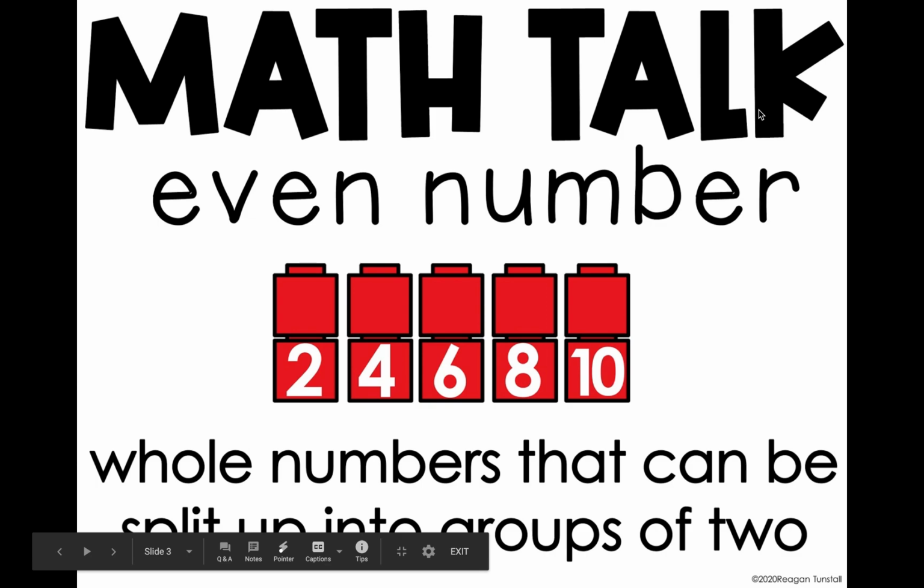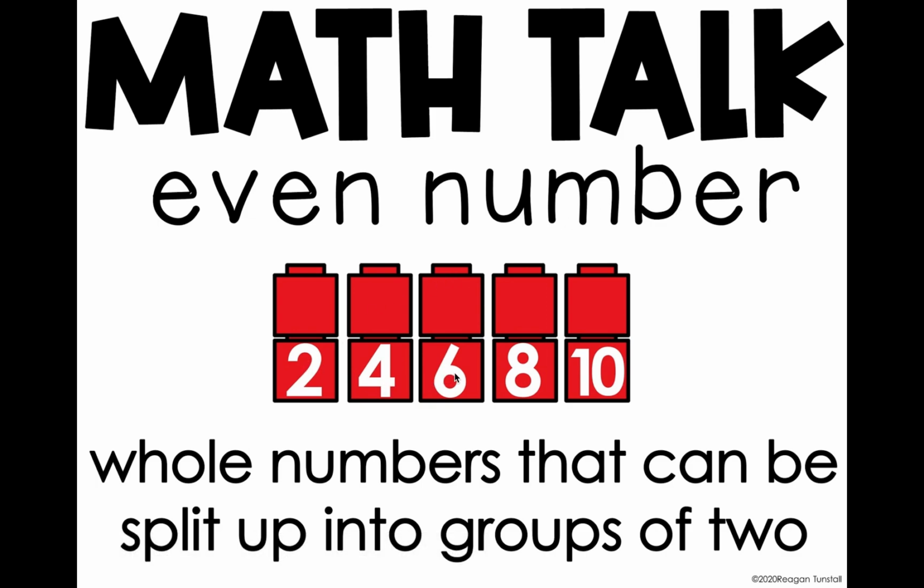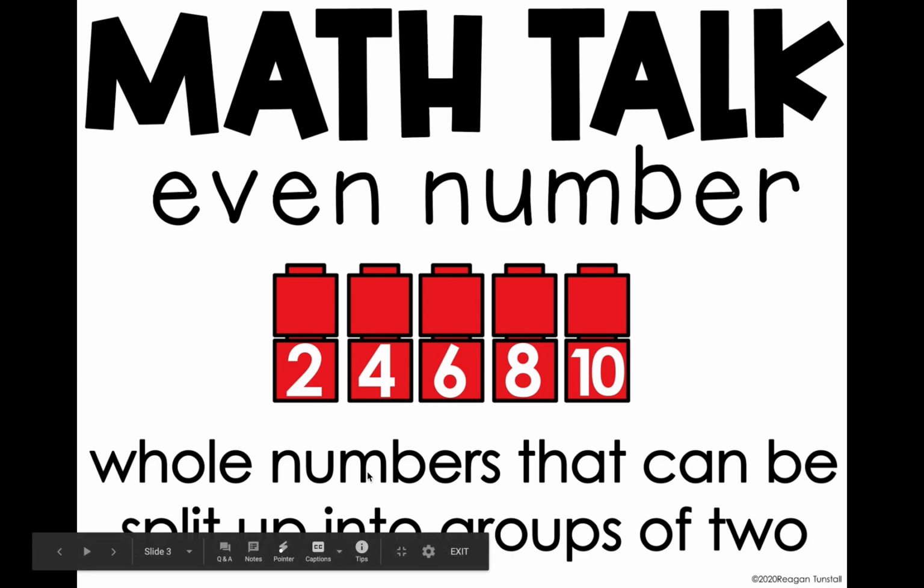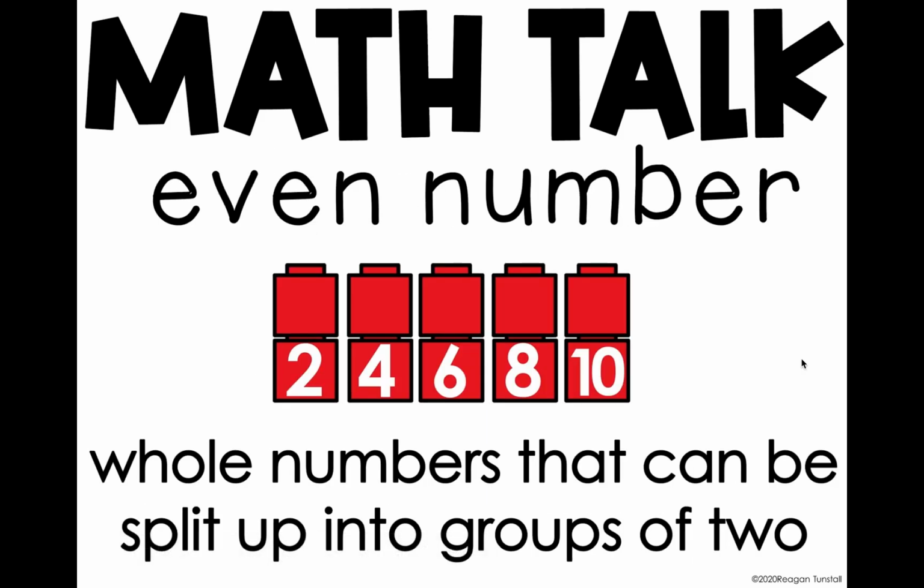An even number is 2, 4, 6, 8, 10, right? Those are our even numbers. They have a pair. So if you ever are confused if it's even or odd, if you draw little dots, pair them up. We did this in class. And if they have a partner, they're even. So they're whole numbers that can be split into groups of 2. They have pairs. Even numbers.